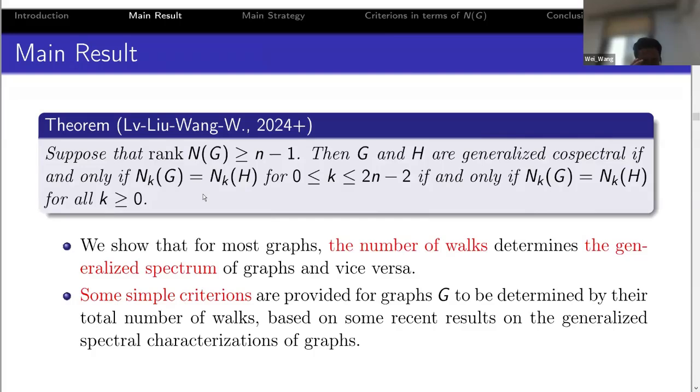So our main result is like this. We show, suppose the rank of N_G is greater than or equal to n minus 1, then G and H are generalized co-spectral if and only if N_k(G) equals N_k(H) for k up to 2n minus 2, and if and only if N_k(G) equals N_k(H) for all k greater than or equal to 0.